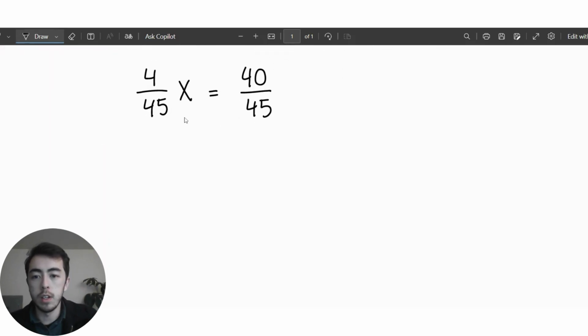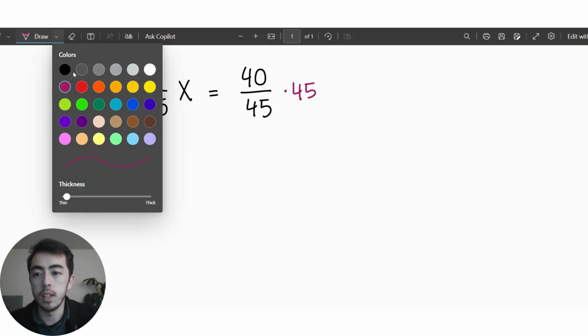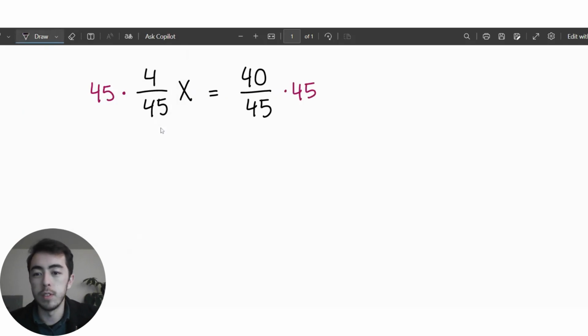Now, one thing I'll do here is I'll multiply both sides of this equation by 45. I'm kind of treating it like an algebra problem now, just trying to isolate this x. So let's see, I'll do that step right here. I'll go times 45, times 45. And the idea here is that I just wanted to remove those denominators and just look at the 4x equals 40.